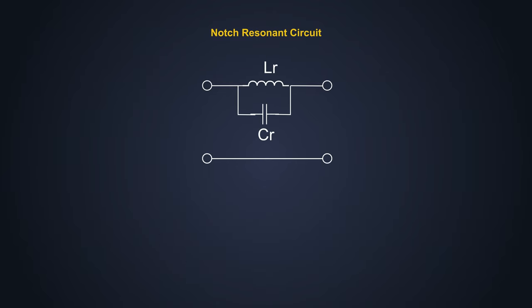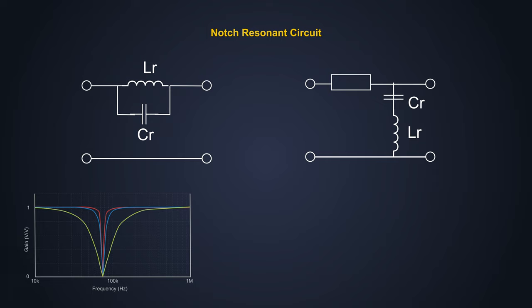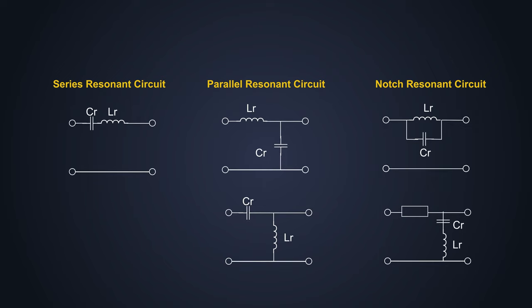Notch resonance is formed either with an LC in parallel and placed in series between the input and output, or LC in series and it is placed in parallel with the output. The parallel LC notch resonant element becomes an open circuit at the LC resonant frequency, therefore the voltage gain becomes zero at the resonant frequency. The cascaded LC notch resonant element becomes a short circuit at LC resonant frequency, and it leads to zero gain at the output at the resonant frequency. These are the basic fundamental resonant circuit topologies.